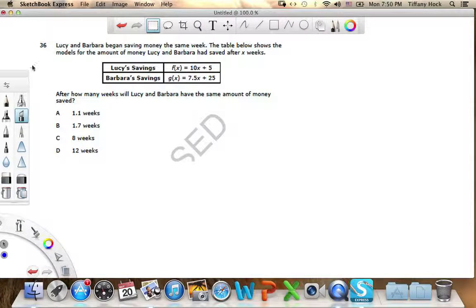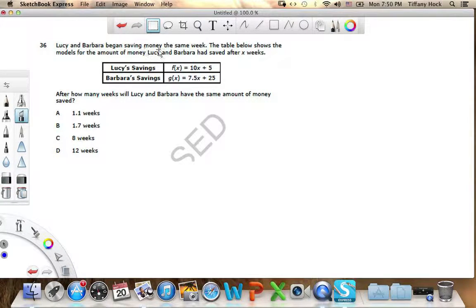Okay, question number 36 here says Lucy and Barbara began saving money the same week. The table below shows the models for the amount of money Lucy and Barbara had saved after x weeks. So these are the two, Lucy and Barbara, and we have two functions, f of x and g of x. And if you notice, these are both linear models, okay? Both linear because they have a number times x plus another number. Those are linear functions. All right.